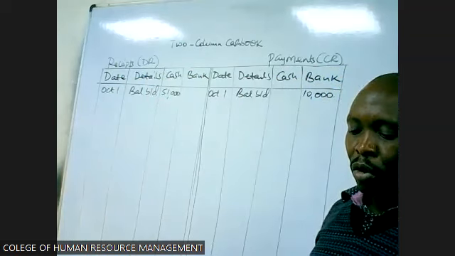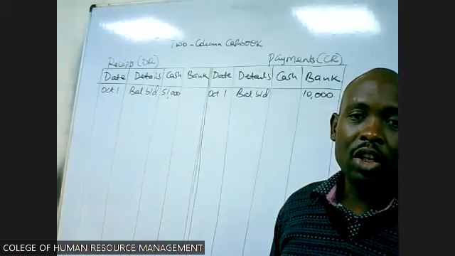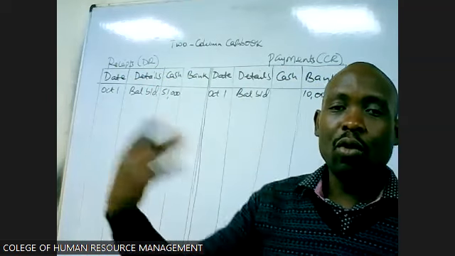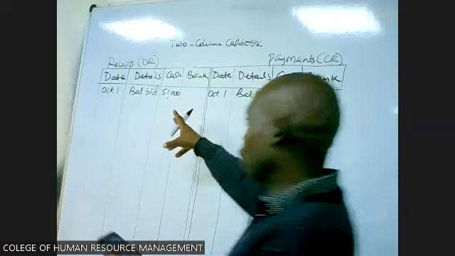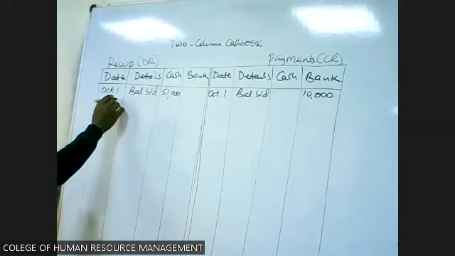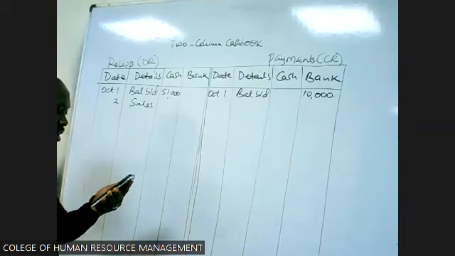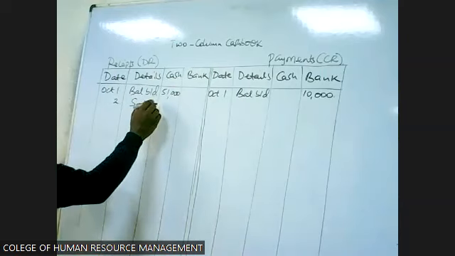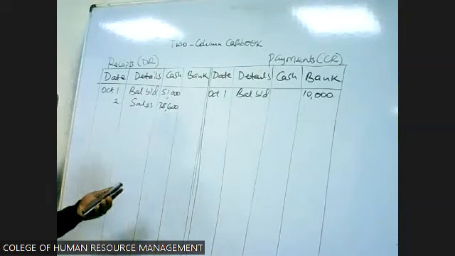2nd of October, sold goods 38,600 in cash. When you sell in cash, obviously you will receive money. You sell the goods, you receive cash. So it is a receipt. So you come here and write October 2nd, sales, 38,600 in cash. So we received 38,600 there in the cash column.